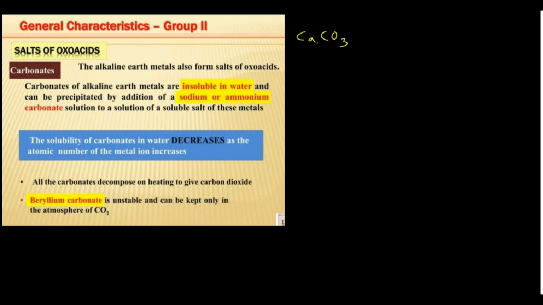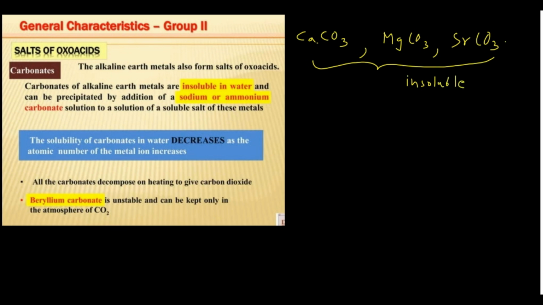Okay, and similarly you may have your magnesium carbonate. Okay, and like that you may have your strontium carbonate. So various carbonates are there, and all these carbonates are insoluble in water. If you try to dissolve these carbonates in the water, then they remain insoluble. However, if you pass the carbon dioxide through the saturated solutions of these carbonates, they can be made to dissolve. Okay, why? Because they form the bicarbonates.